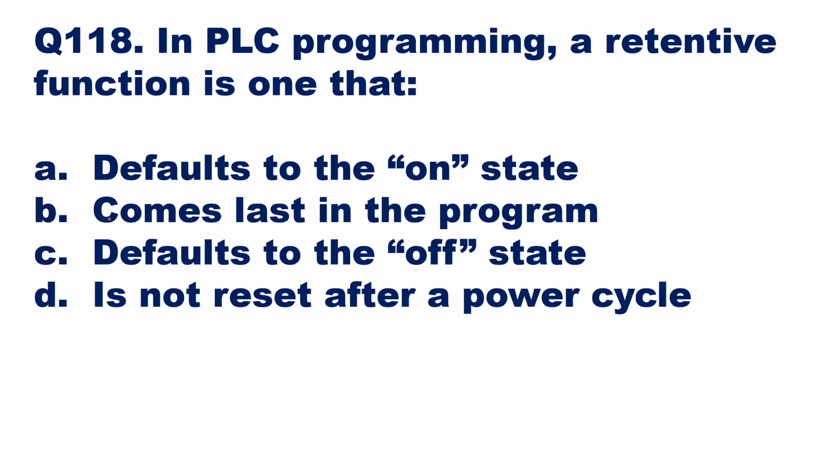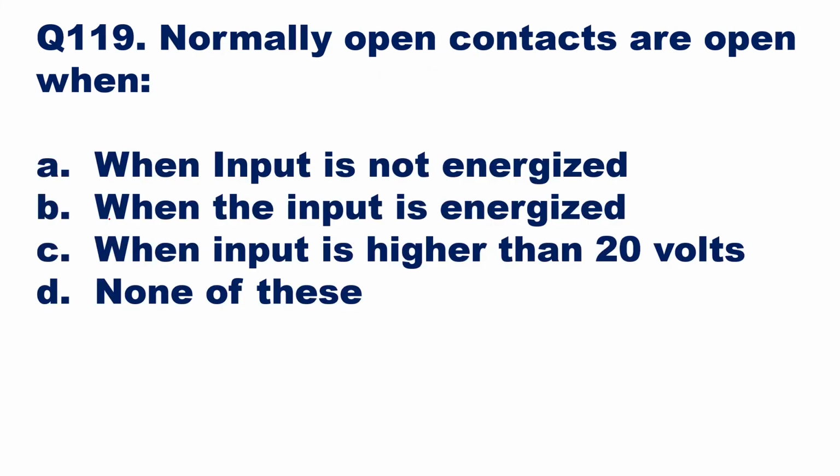In PLC programming, a retentive function is one that, options are: defaults the on state, comes last in the program, defaults the off state, it is not reset after a power cycle. So option D is the right answer. A retentive function is one that is not reset after a power cycle. So your option D is the right answer. It is not reset after a power cycle, that is a retentive function. Then we'll go to question number 119.